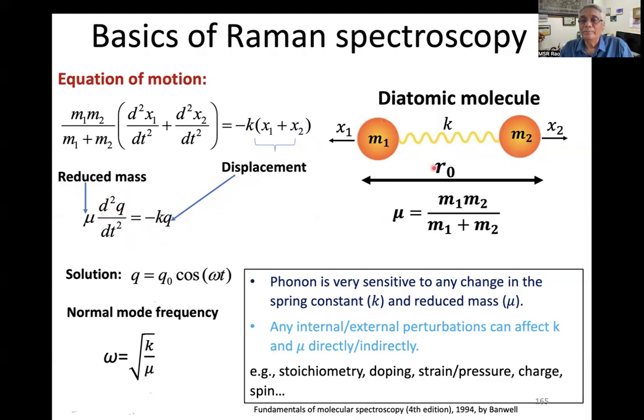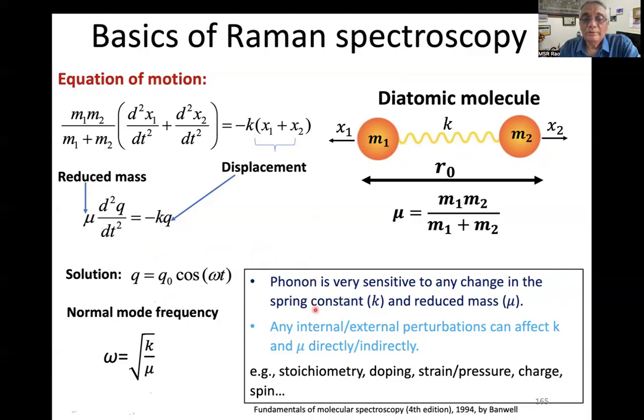So if you're looking at a diatomic molecule where you have two masses connected by a spring constant k, you can imagine the displacement happening in that form, elongation and compression. And that gives this idea of reduced mass. The solutions are given there always. We have the solution for the equation of motion: q is equal to q naught cos omega t. The normal mode frequency omega is equal to root of k by mu.